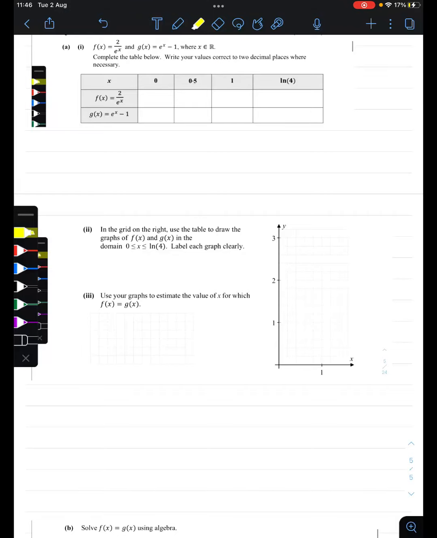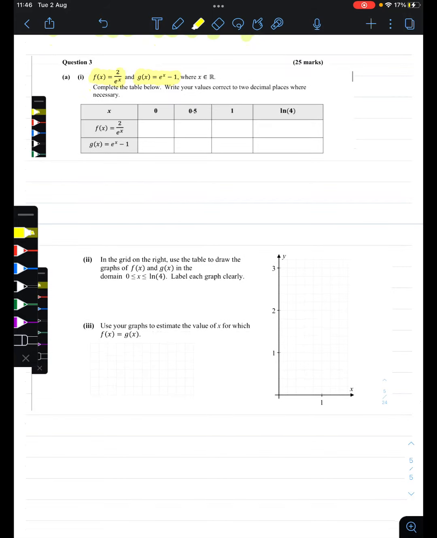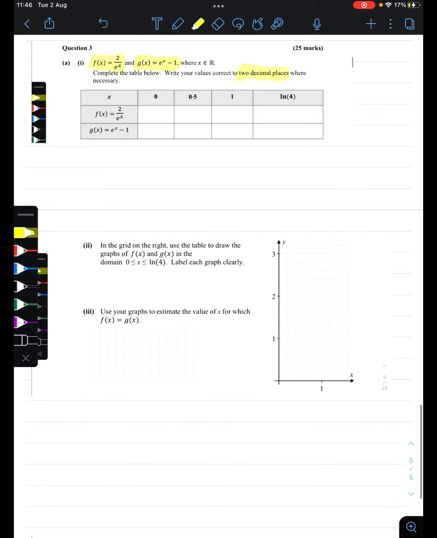Hi guys, so today we're going to take a look at question 3 of the 2016 exam, paper 1. Okay, so part A, we have a function f of x, which is 2 over e to the power of x, and g of x, which is e to the power of x minus 1. Now we want to complete the table below and write our values correct to 2 decimal places where necessary.